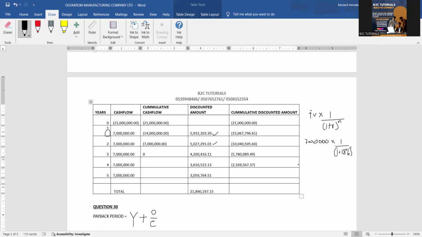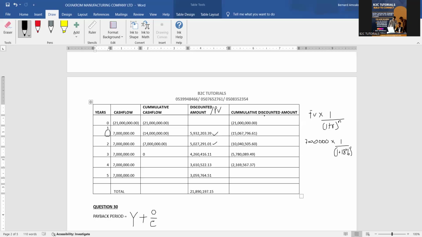Same for year 3. Now, when you do this, you are finding what we call the discounted amount, or you are finding what we call the present value. So another name for the discounted amount is also the present value. When you do that, you have found the discounted amount or the present value. We use the discounted amount for our discounted payback period. And so we'll come and do the cumulative discounted amount.